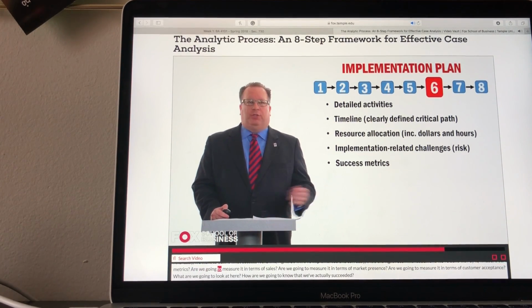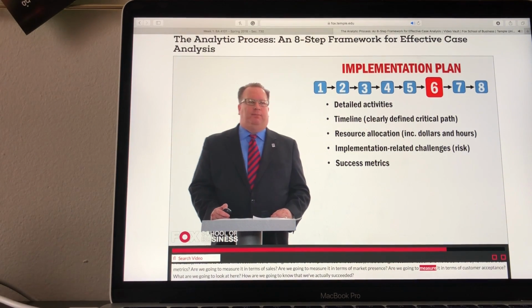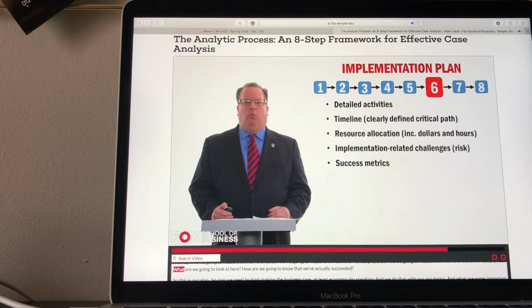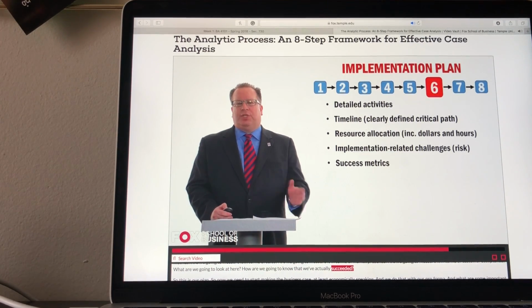metrics? Are we going to measure it in terms of sales? Are we going to measure it in terms of market presence? Are we going to measure in terms of customer acceptance? What are we going to look at here? How are we going to know that we've actually succeeded? So this is our plan.